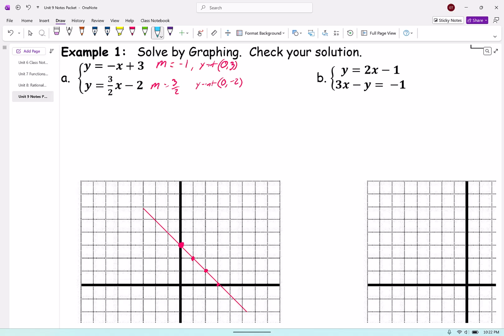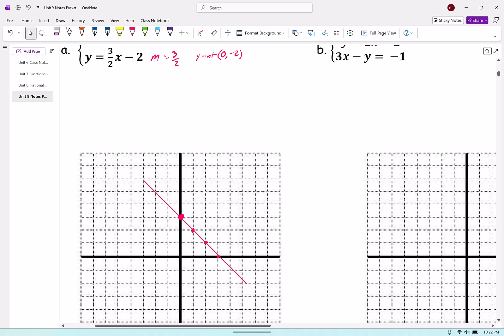Let's use a different color for the second one. The y-intercept is (0, -2), down here. Then we have a positive 3 over 2, so we go up 3 and over 2, up 3 and over 2 again. I've got a few points, and I can draw that line relatively accurately.